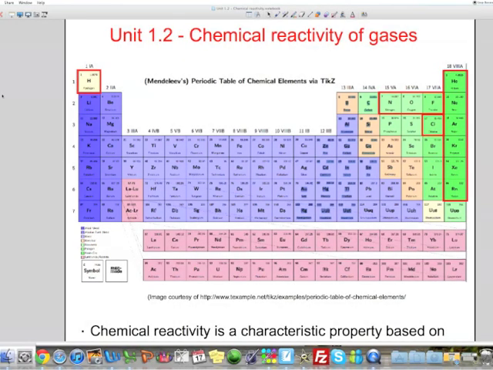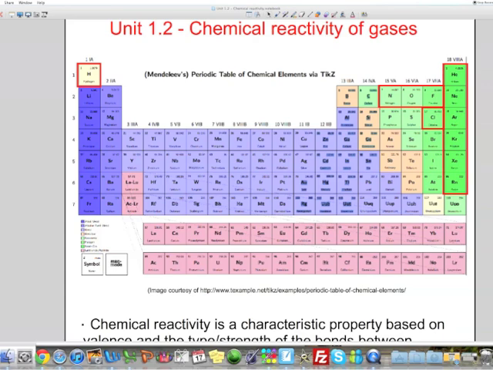Good day. So now we're going to do unit 1.2, which is about chemical reactivity of gases. If you look at your periodic table here, you have the elements that are in the gas form at room temperature. So we have hydrogen, nitrogen, oxygen, fluorine, and chlorine that you know of, and all the noble gases as well. So how do we know if something is reactive or not?